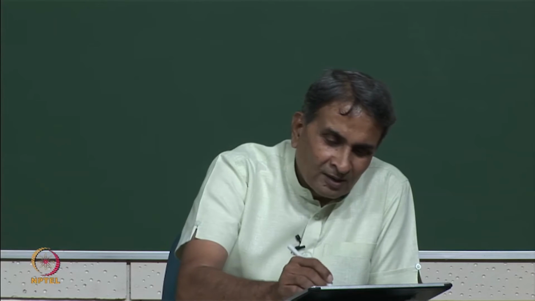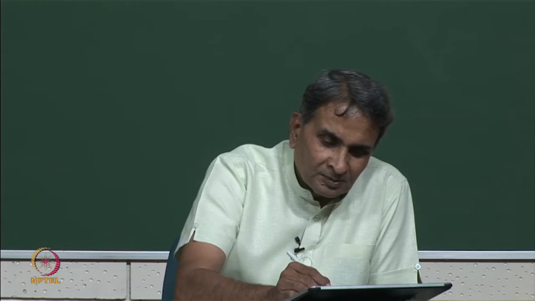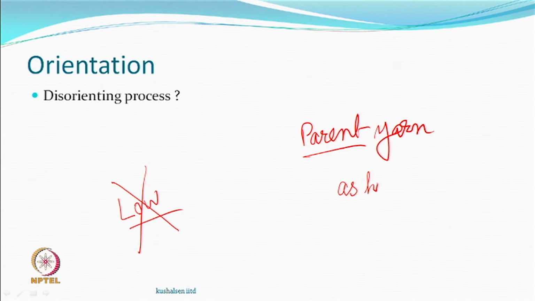So, the common sense therefore says, well, whatever it is, crystallinity we have already handled. If suppose we have independence, crystallinity is constant, orientation is high or low. So, we may not go for a low orientation. We may like to have a parent yarn with as high orientation as possible. It is again a choice.